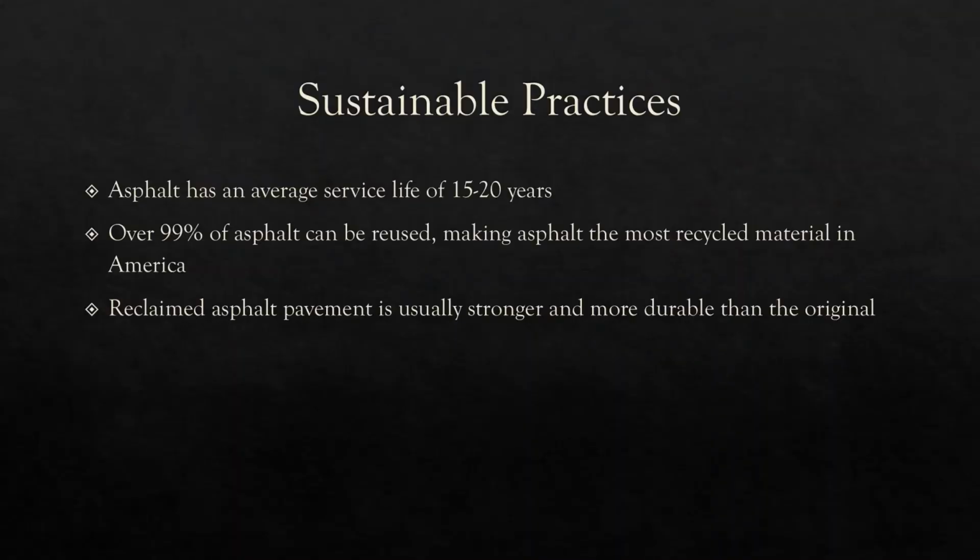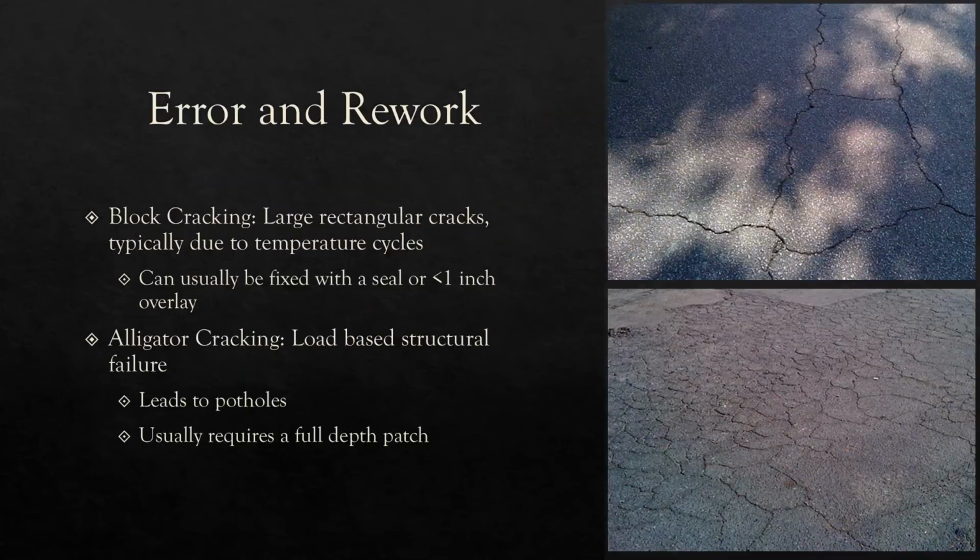Most asphalt pavings have an average service life of about 15 to 20 years, depending on the amount of traffic they receive. Whenever that time comes, you can reuse over 99% of your old asphalt to make your new asphalt, making it a very recyclable material. By heating it back up, adding in some additives, binders, and perhaps some new virgin aggregate, this new reclaimed asphalt pavement usually comes out stronger and more durable than what you originally had.